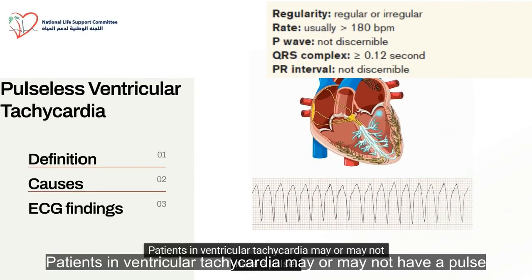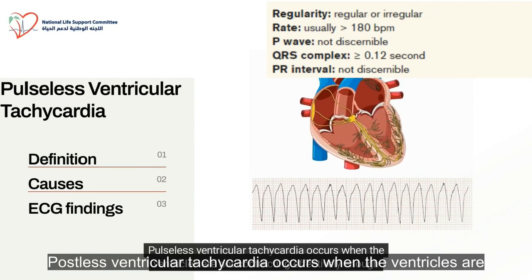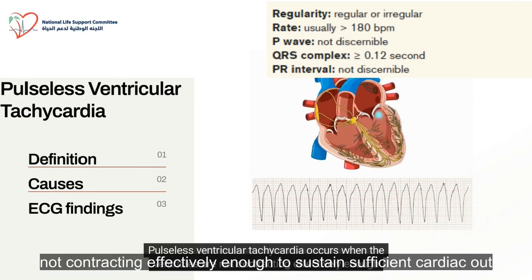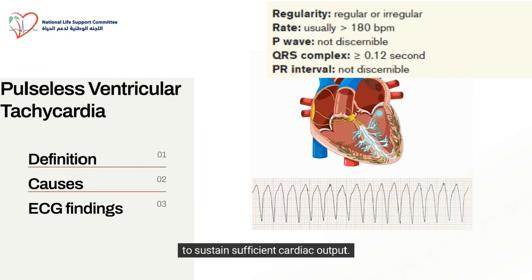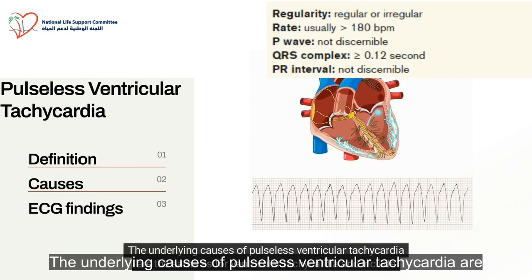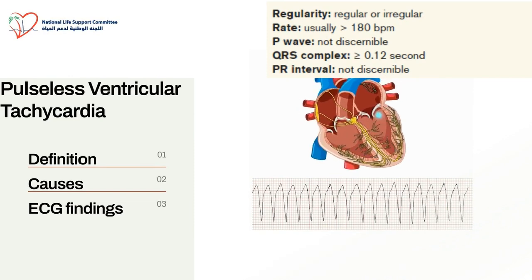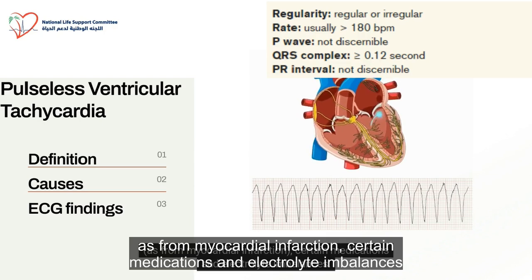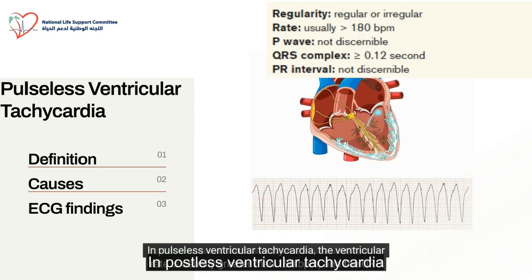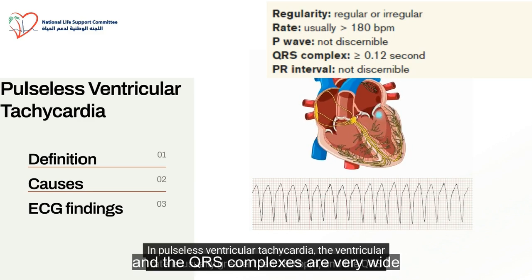Patients in ventricular tachycardia may or may not have a pulse. Pulseless ventricular tachycardia occurs when the ventricles are not contracting effectively enough to sustain sufficient cardiac output. Causes. The underlying causes of pulseless ventricular tachycardia are the same as for ventricular tachycardia and include heart disease or damage, such as myocardial infarction, certain medications, and electrolyte imbalances.